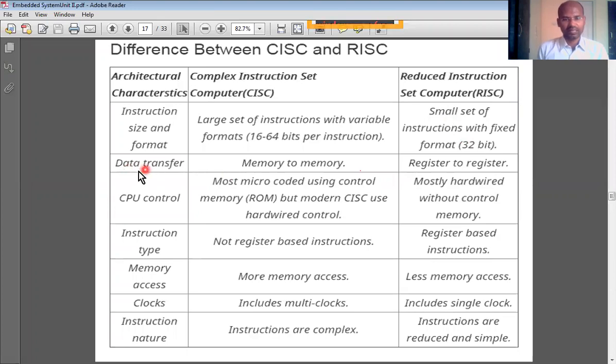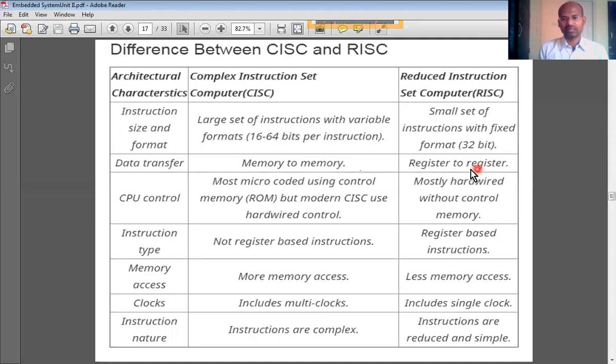Second parameter, second characteristic is data transfer. In the CISC architecture, the processor can access the memory. All the instructions in the CISC instruction set can access the memory. Memory to memory is there, means you can have an add instruction which talks to the memory directly. That is not the case with RISC, where the only instructions which can access the memory are load and store.